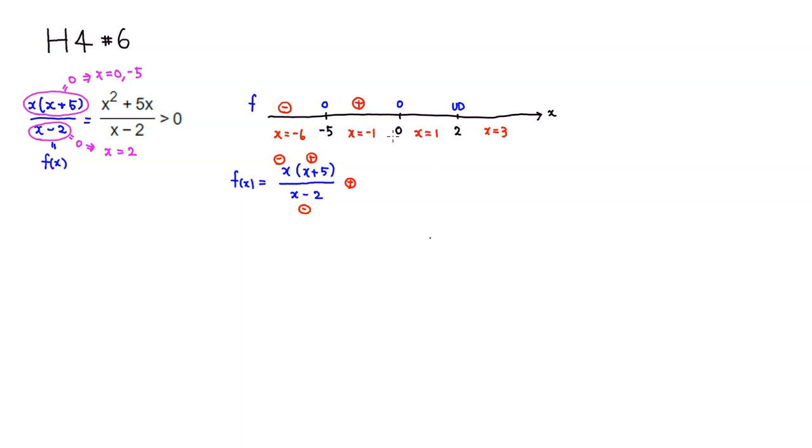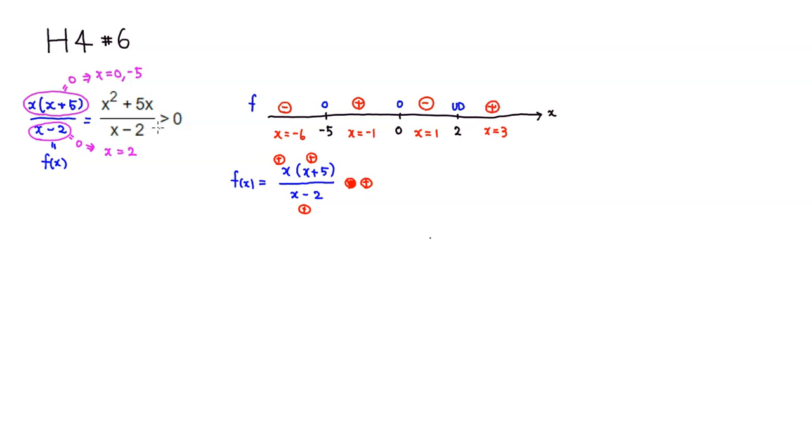If x equals 1, x is positive. 1 plus 5 is positive. 1 minus 2 is still negative. So positive times positive is positive. Positive divided by negative is negative. So we have a negative sign there. Last one, x equals 3. x is positive, 3 plus 5 is positive, 3 minus 2 is positive, everything is positive. So we know that it's going to be positive.